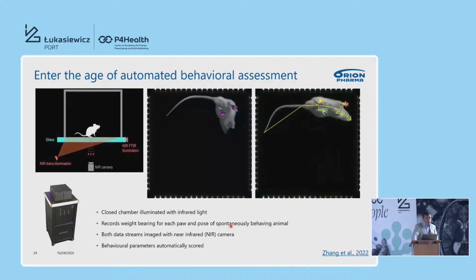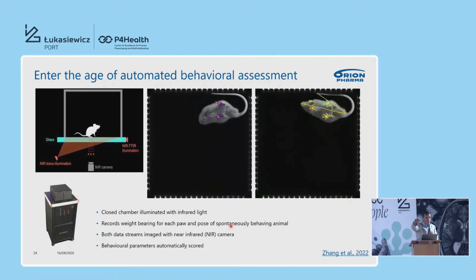And we can combine infrared images with total internal reflection images, which allows us to follow weight distribution between all the different paws of the same rat. And you can apply it both for mice and for rats.